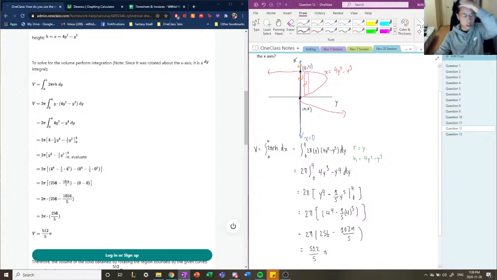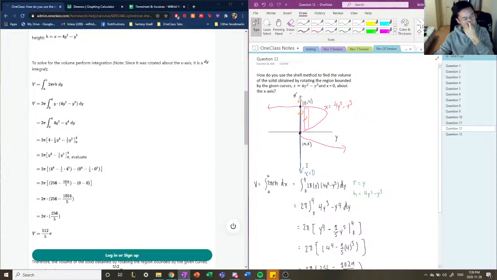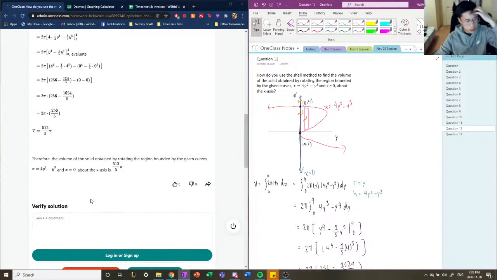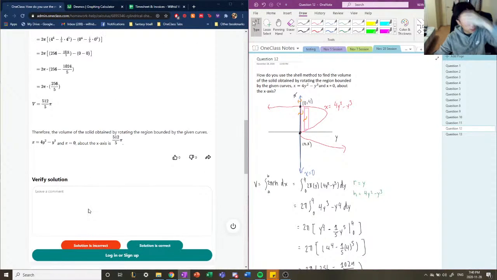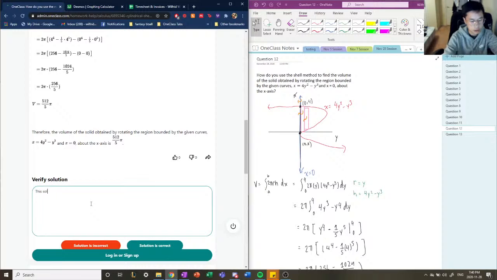Okay, so this is the volume of the solid that is created by revolving this region around the x-axis. Okay, and we use the shell method because we realized that our differential strip is parallel to our axis of rotation. Okay, so the solution that the junior tutor also provided is correct, so this solution is correct.